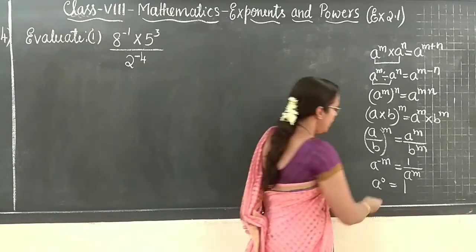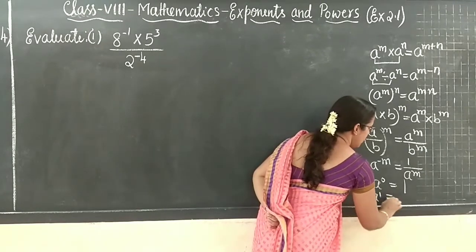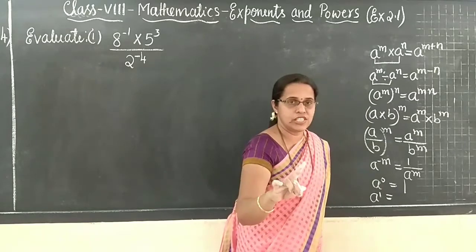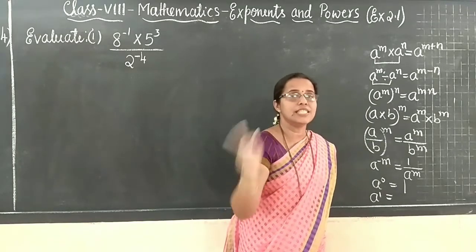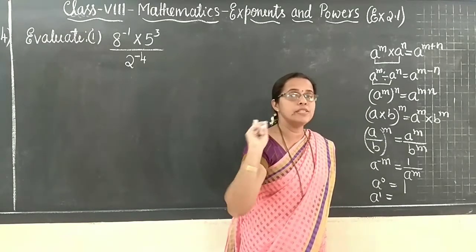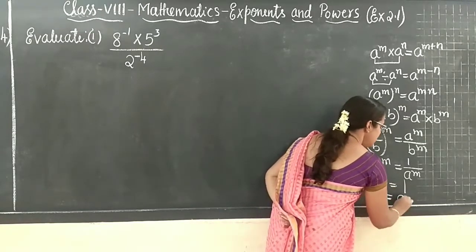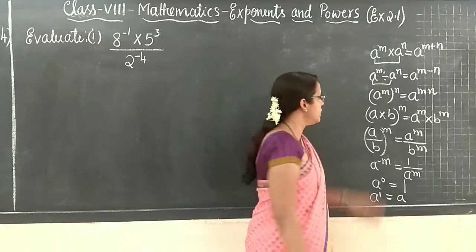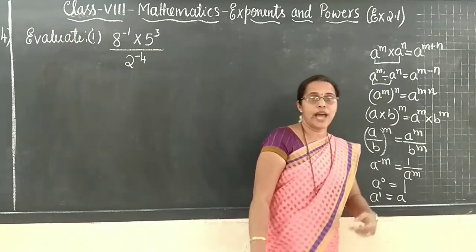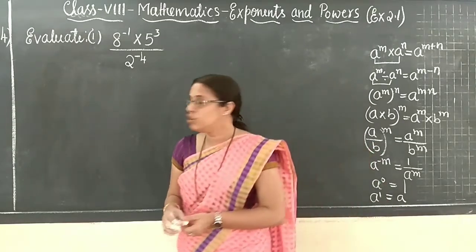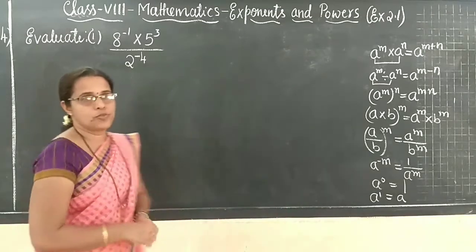Okay children. So then a to the power 1 means a exists one time. 3 to the power 1 means 3. 4 to the power 1 means 4. 10 to the power 1 means 10. 8 to the power 1 means 8. Correct? So these are the things you have to recall, so that it will be very useful in solving the next problems.